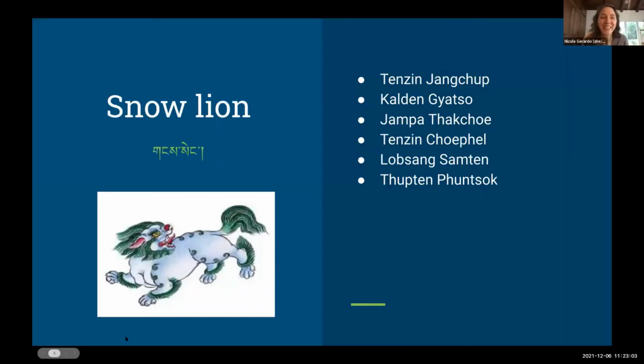Okay, so let's go ahead and get started. We're going to start with the snow lions. Yes, please. Gerardo, you have something? Yeah, so what we want is one person in the group to stand up and briefly introduce everybody in your group, maybe what monasteries you're from, and then why you picked the group name that you picked.